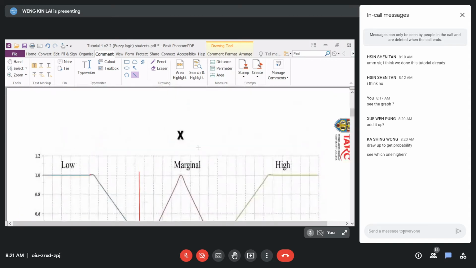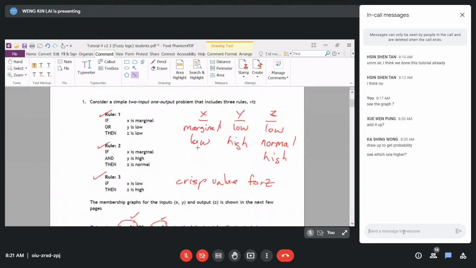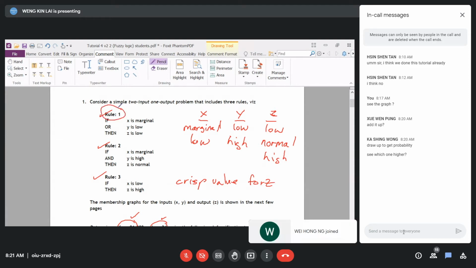So now you go back to your rules. Now, of course, as Kasing suggested, we need to get the probability, not probability, it's actually membership. The membership for X, membership for Y, and things like that. So let's look at it. Now, I'm only interested in the membership for X when it's marginal. That's for this particular first rule, right? I'm looking at the first rule to look at this.